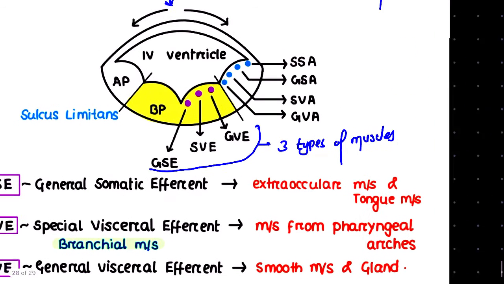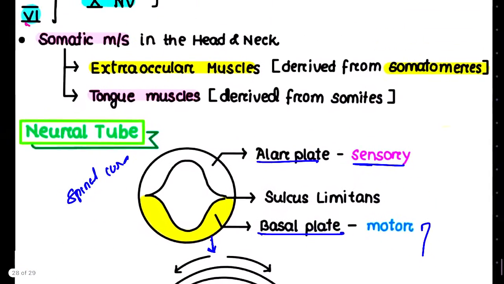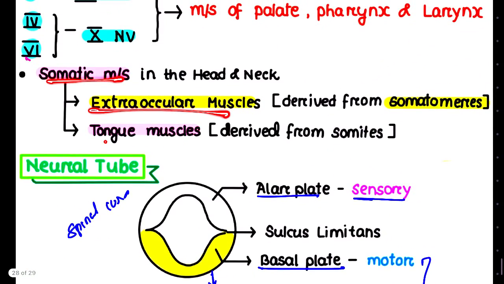One important thing to notice here is that all these need to be studied in order. The most medial is the GSE, general somatic efferent. Here general somatic means somatic muscles. What are the somatic muscles? These are the extraocular muscle and tongue muscle. We discussed this right here: somatic muscles, extraocular and tongue muscles.